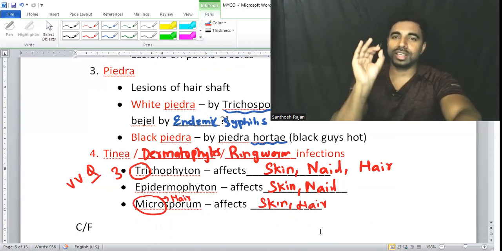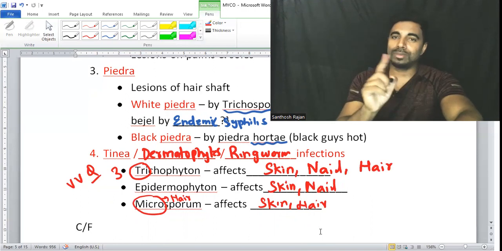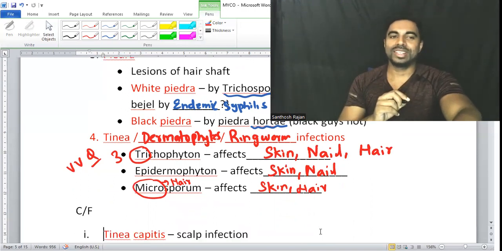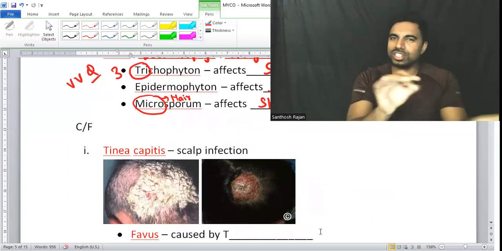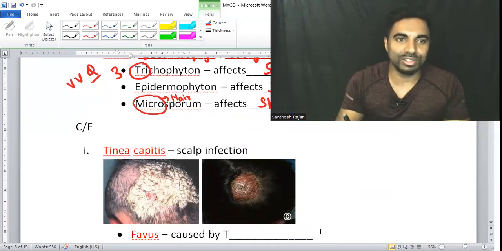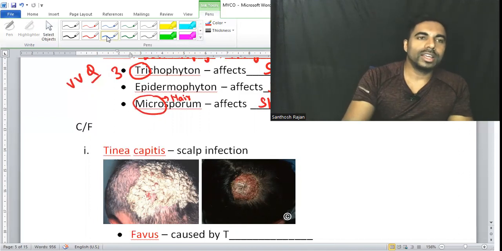A bacteriology mistake or an immunology mistake is forgivable, but not a mistake in fungus. Okay, it's very easy. You need only 20 minutes of revision for the entire mycology. I'll make it that easy for you guys. You'll not forget. Okay, tinea capitis.